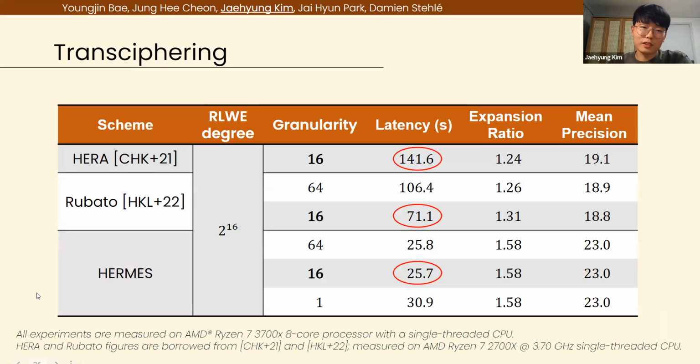So these are the experimental results, which are a comparison to the state-of-the-art transciphering methods. In the table, you'll see the column named granularity. Granularity refers to the number of symmetric ciphertexts transmitted simultaneously during the transmission step. When we fix the granularity to be 16, you can observe that our method is 3 to 5 times faster than the state-of-the-art while maintaining similar expansion ratio and precision.